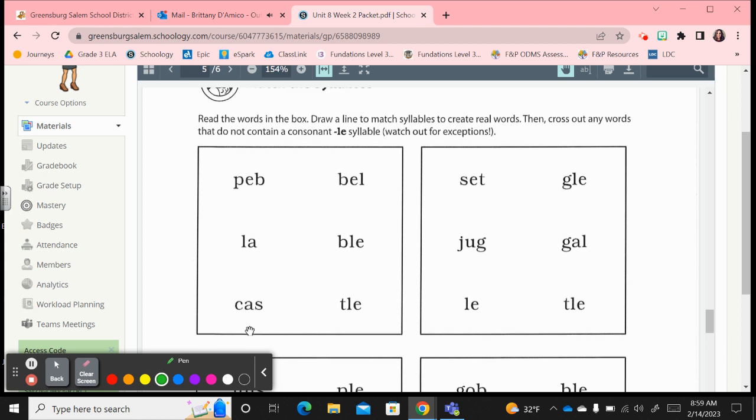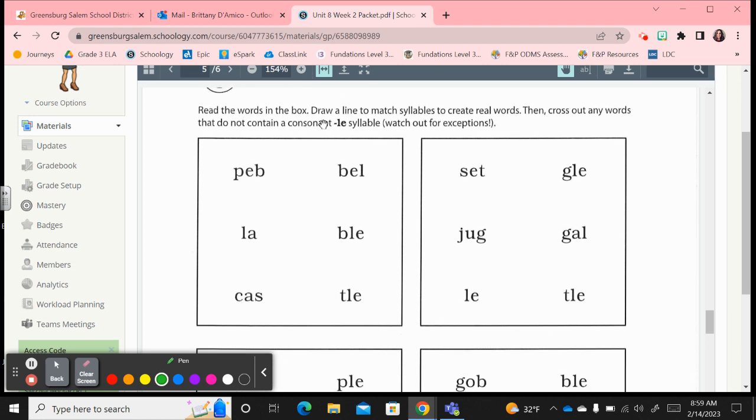Okay, here we have on the next page, read the words in the box, draw a line to match syllables to create real words. Then cross out any words that do not contain a consonant LE syllable. Okay, and watch out for the exceptions. So we're going to do pebble. Pebble, that does have consonant LE.